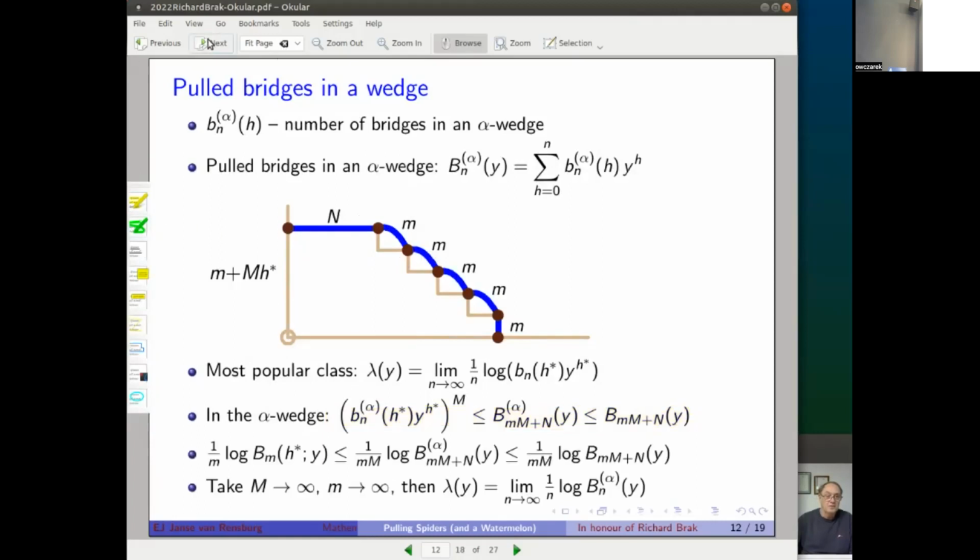And if you then take the logs of this, you divide by m times m, you take the n to infinity, you see that for a pulled loop, or for a pulled bridge inside the wedge, you can get the limiting free energy of pulled walks. You get lambda of y. So those are two subcomponents.